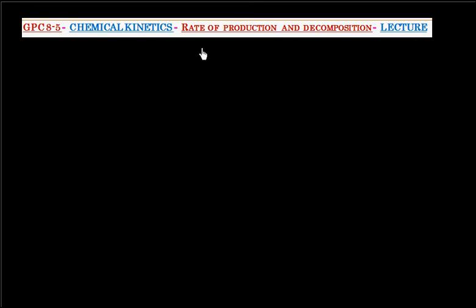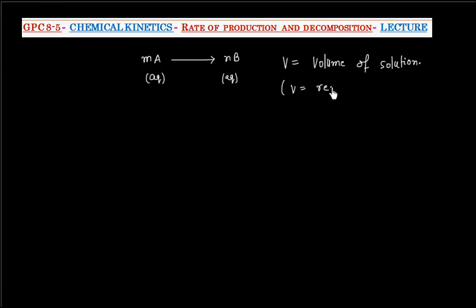In this lecture, we will discuss rate of production and decomposition. Let us consider a general reaction. Let us say this reaction is happening in aqueous phase and the volume of solution is V. And the volume of solution remains constant. So V remains constant.